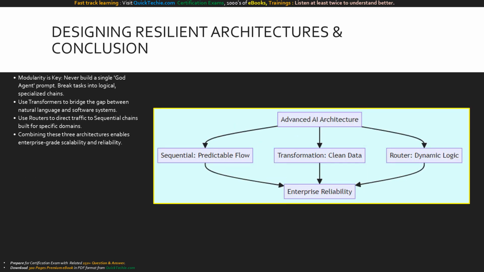As we conclude, the key takeaway is that true AI architecture is about modularity. You should avoid building a single God agent that tries to do everything. Instead, use routers to direct traffic to specialized sequential chains, and use transformation operations to ensure the data flowing between them is clean and formatted. By mastering these three architectural patterns, you elevate your applications from simple chat wrappers into robust, reliable, and scalable enterprise systems.